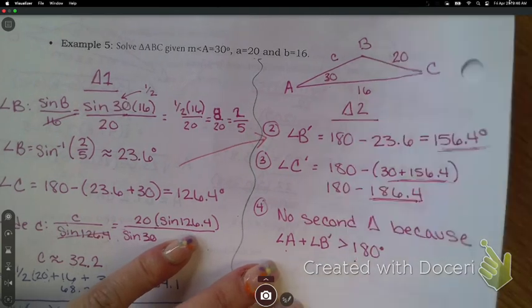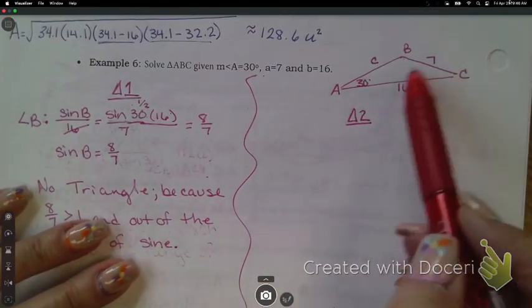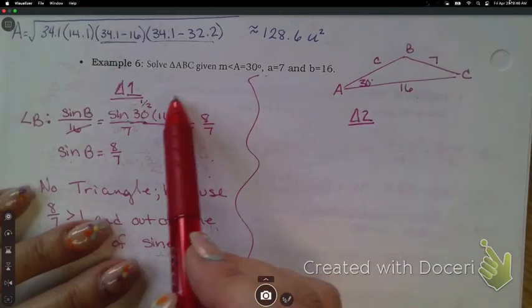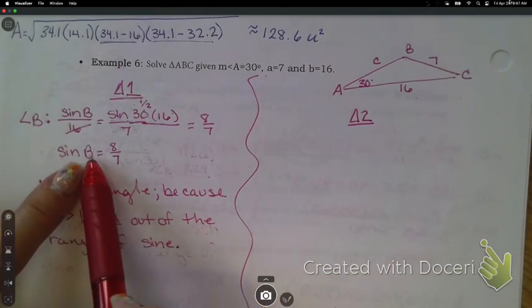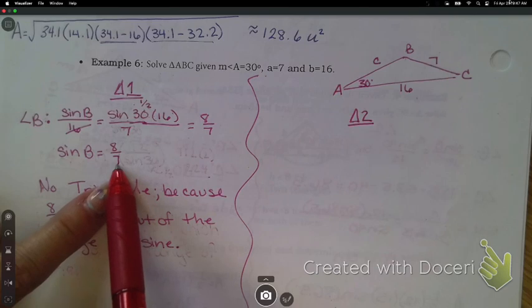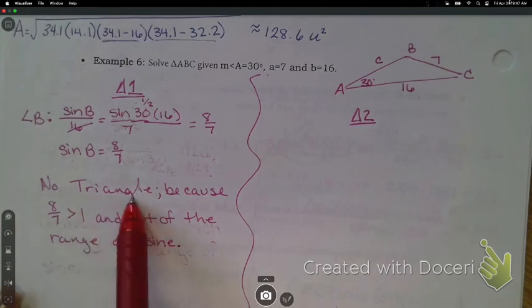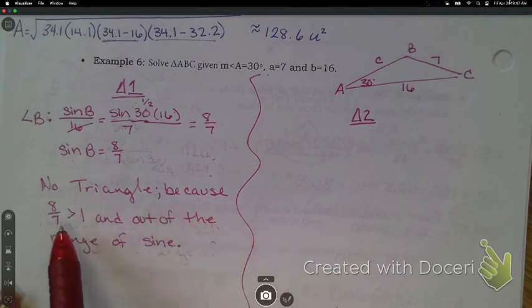Okay, now the next one, I drew my picture. I could use law of sines, yes. I go and I get sine of B equals 8/7. Wait a second here. What's wrong with that? It's greater than 1. So there's no triangle because 8/7 is greater than 1 and out of the range of sine.